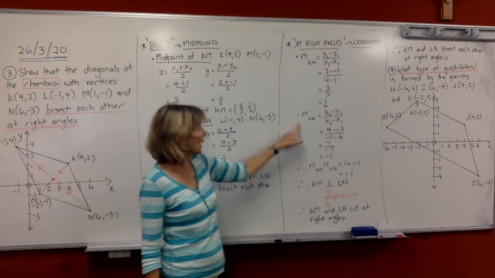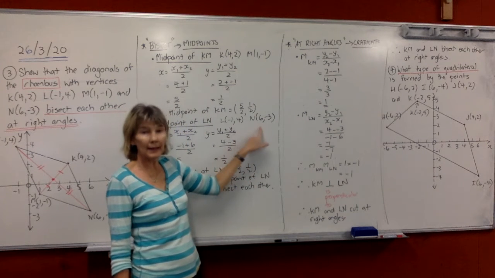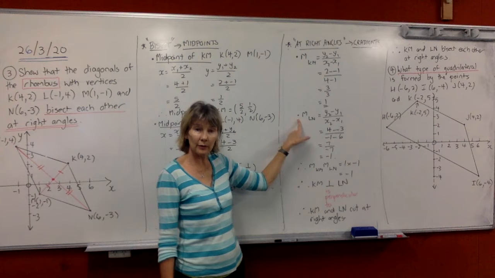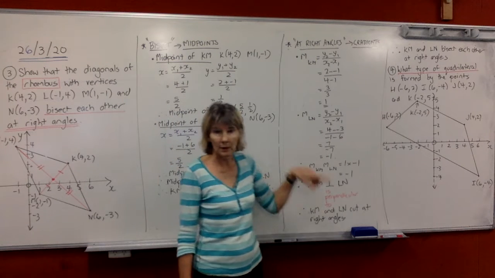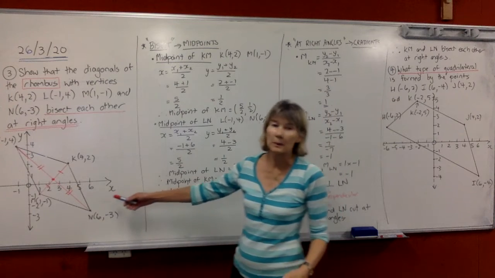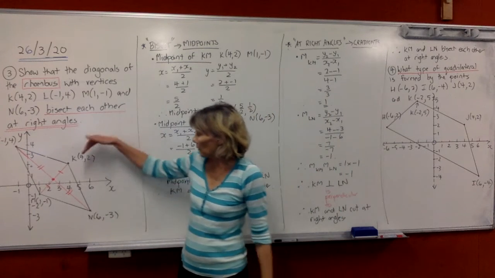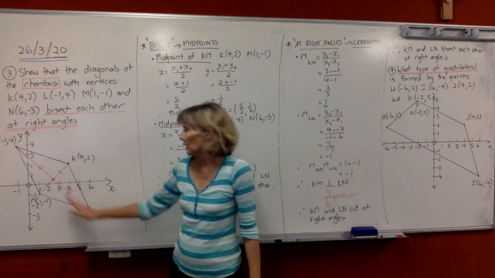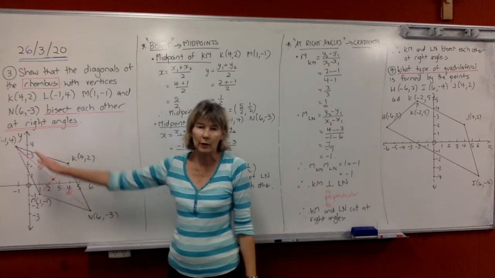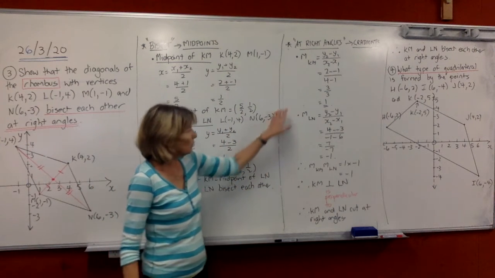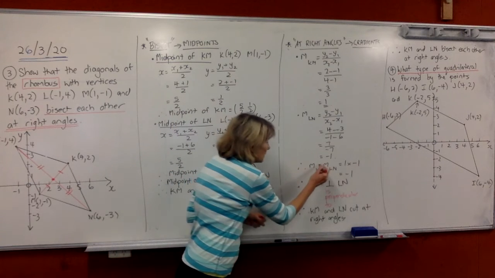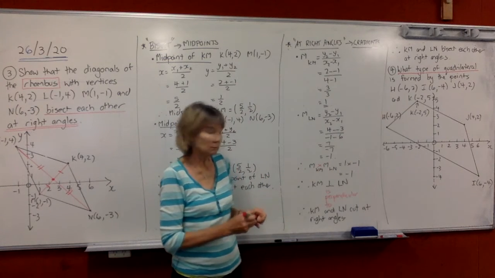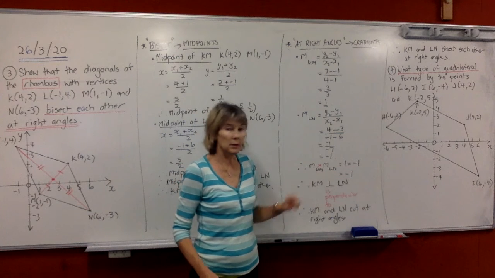Do the same for the other diagonal. We're going to put our L and N in and find the gradient of that diagonal, and we end up with a gradient of -1, which if you look at your diagram makes a little bit of sense. One of them, that would be the one with the positive gradient, and this one would be the one with the negative gradient. So when we look at those two answers, we're going to multiply those two gradients together and see what's going on. When we do that, we get -1.